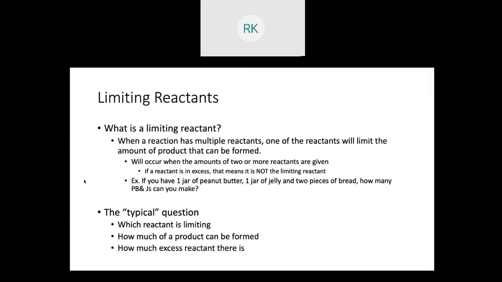Now going on to limiting reactants. This is a pretty big topic, again, for the rest of the semester. So what is a limiting reactant? When a reaction has multiple reactants, multiple things that combine to form products, one of them will limit the amount of product that can be formed. And you'll be facing a limiting reactant problem, whether you know it or not, every time they give you the amounts of 2 or more reactants. If they only tell you 5 grams for one reactant, it's not really a limiting reactant problem.